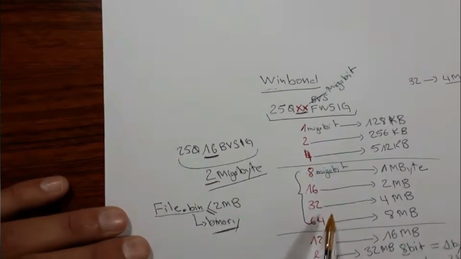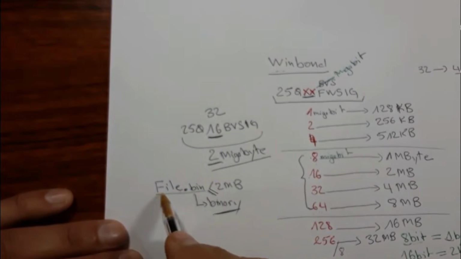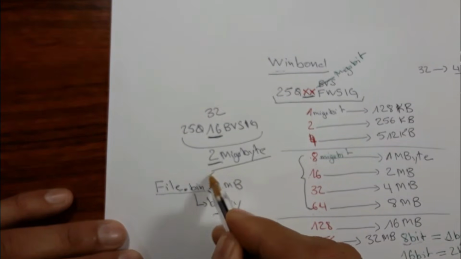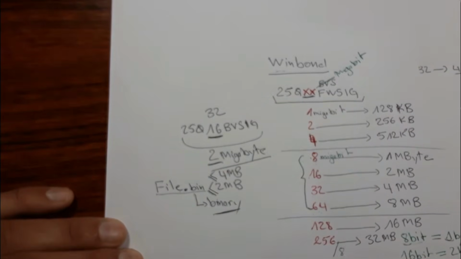The same for example with 32 here. The file should be less than or equal to 4 megabytes, and so on.